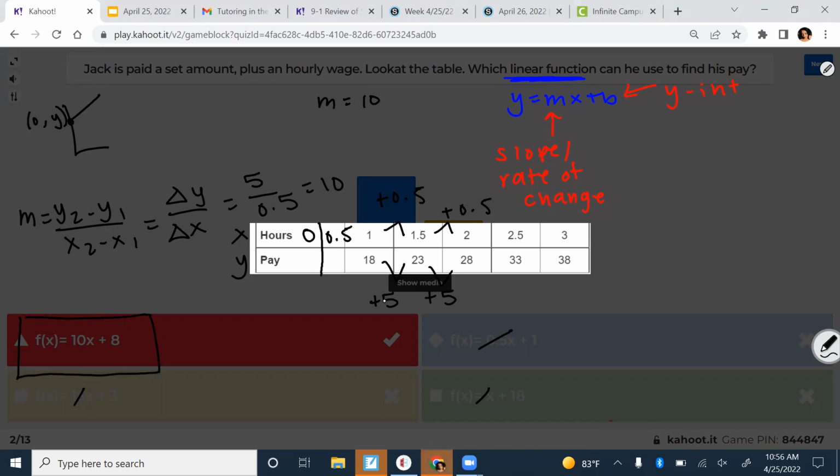Down here, do the opposite of adding 5. What's 18 minus 5? What's 13 minus 5? And that's my y-intercept. Whenever x is 0, that's your y-intercept. That's why the y-intercept here is 8. Makes sense? Any questions?